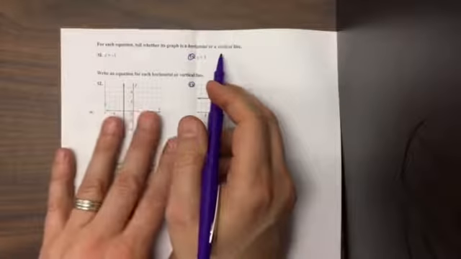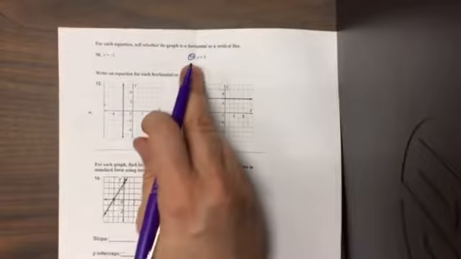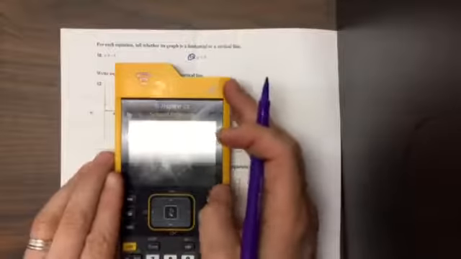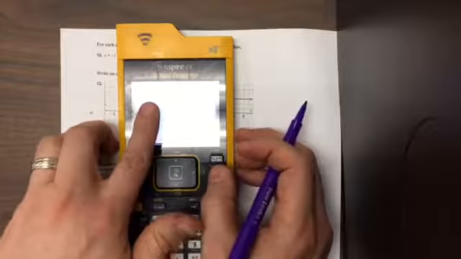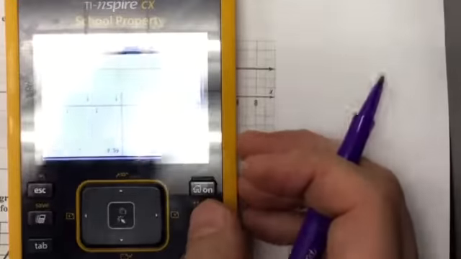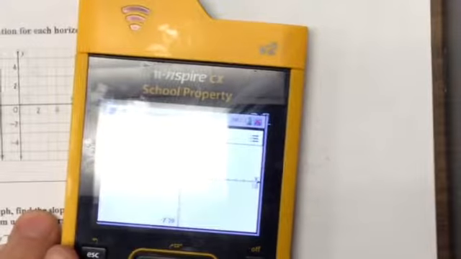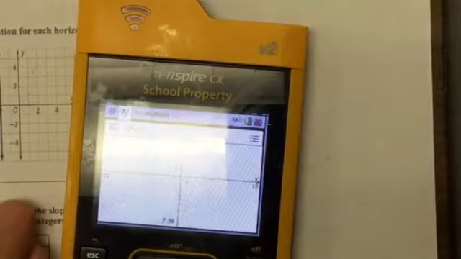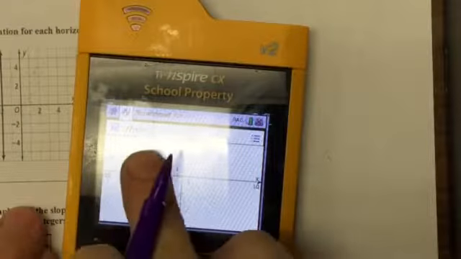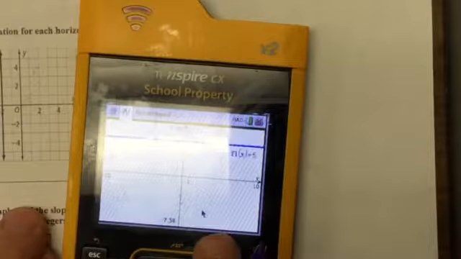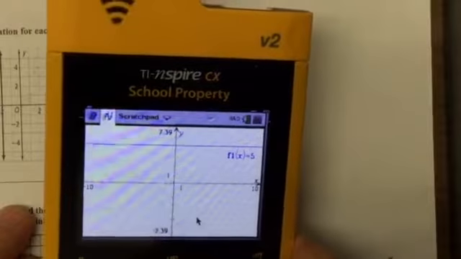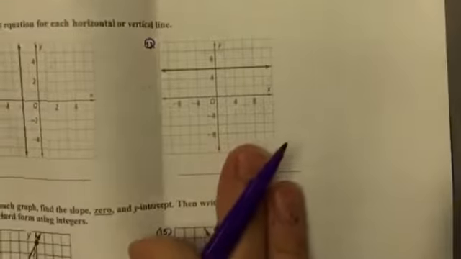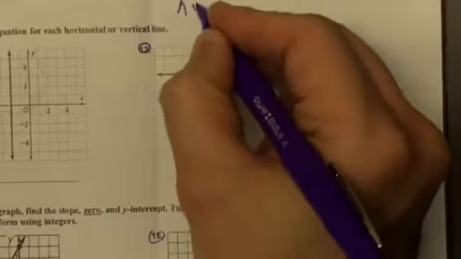Now, if you're ever in doubt, put it in the calculator. So this is y equals 5. Okay, go to your graph screen and just put 5 right here. I'm going to zoom in so you can see this. Let me change there. Okay, so y equals 5. That is a horizontal line. Remember, horizontal is like the horizon, going left and right. If it's an x equals a number equation like number 10, then that is vertical.